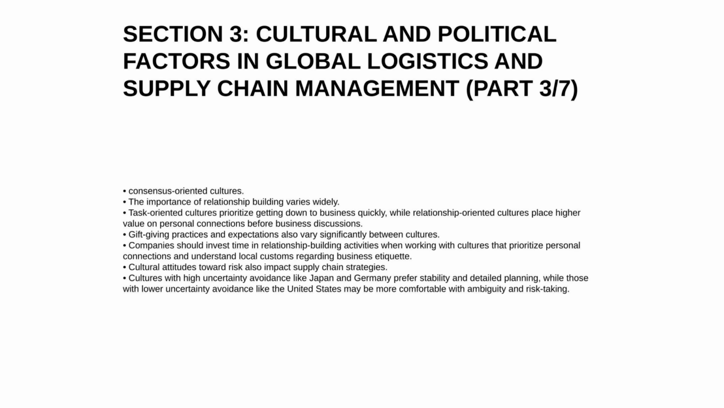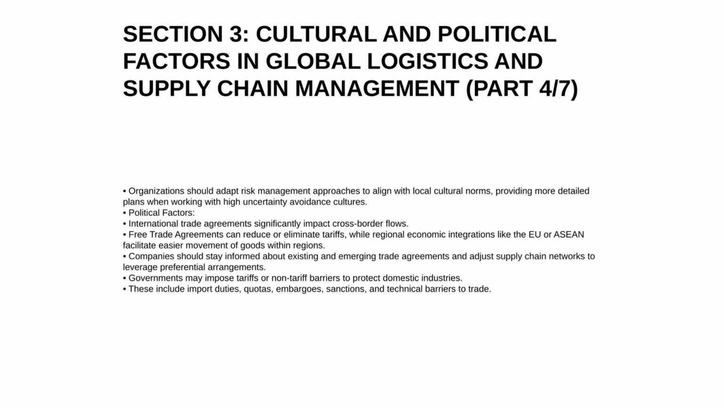Cultural attitudes toward risk also impact supply chain strategies. Cultures with high uncertainty avoidance like Japan and Germany prefer stability and detailed planning, while those with lower uncertainty avoidance like the United States may be more comfortable with ambiguity and risk-taking. Organizations should adapt risk management approaches to align with local cultural norms, providing more detailed plans when working with high uncertainty avoidance cultures.